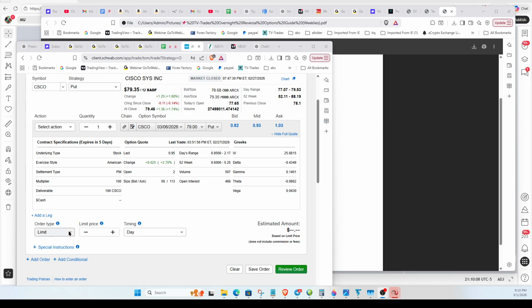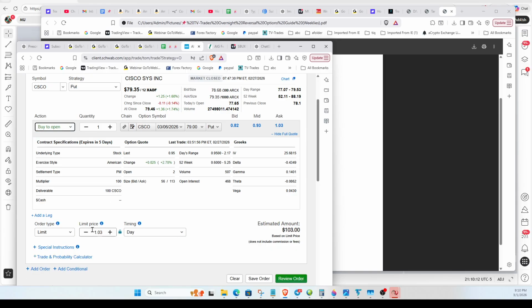And to do that, you just go down here, use type limit. First you have to select an action. We would do buy to open. Then come down here, do type limit, and then put in what you want. Like right now I put in 0.095. Okay. Not 0.095, 0.95. Okay, and look, it's $95.